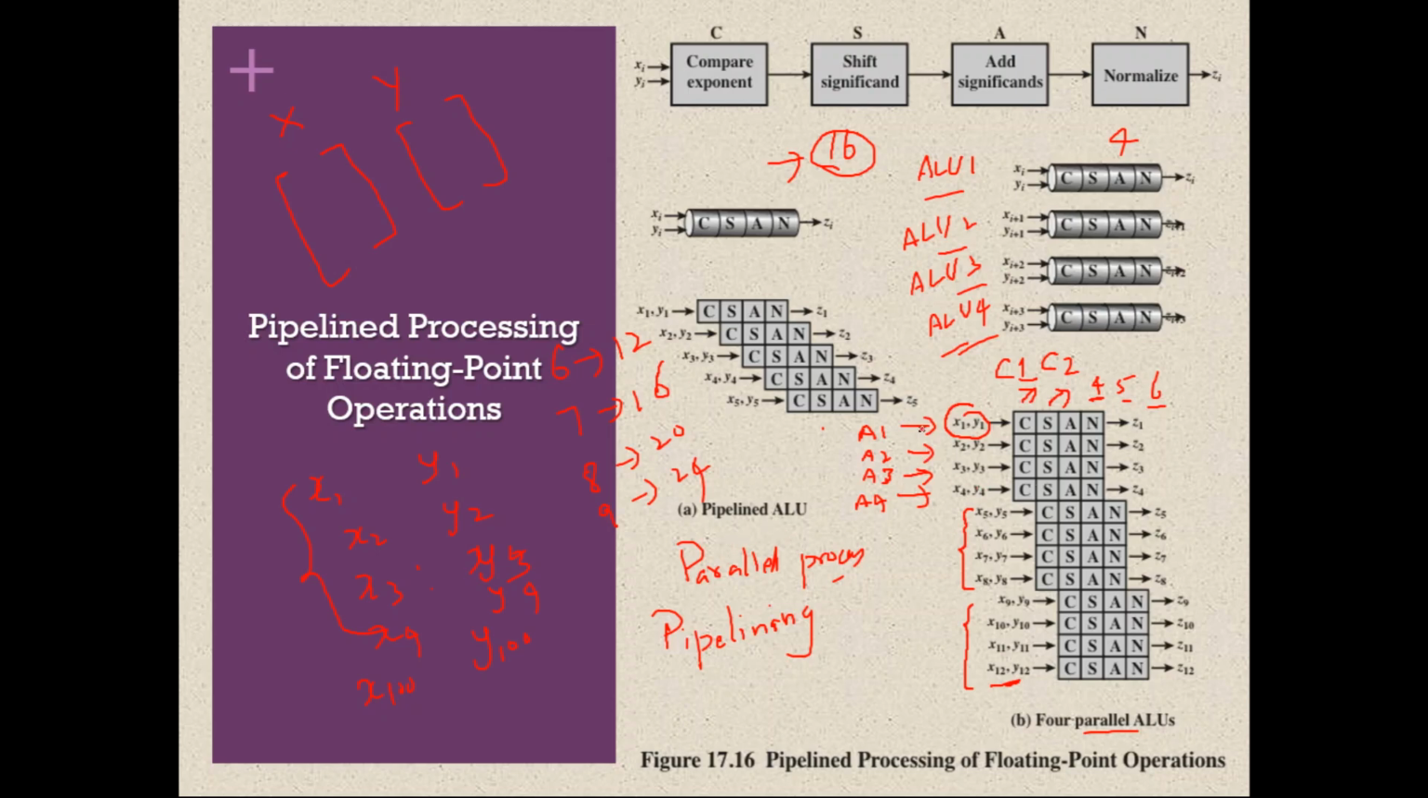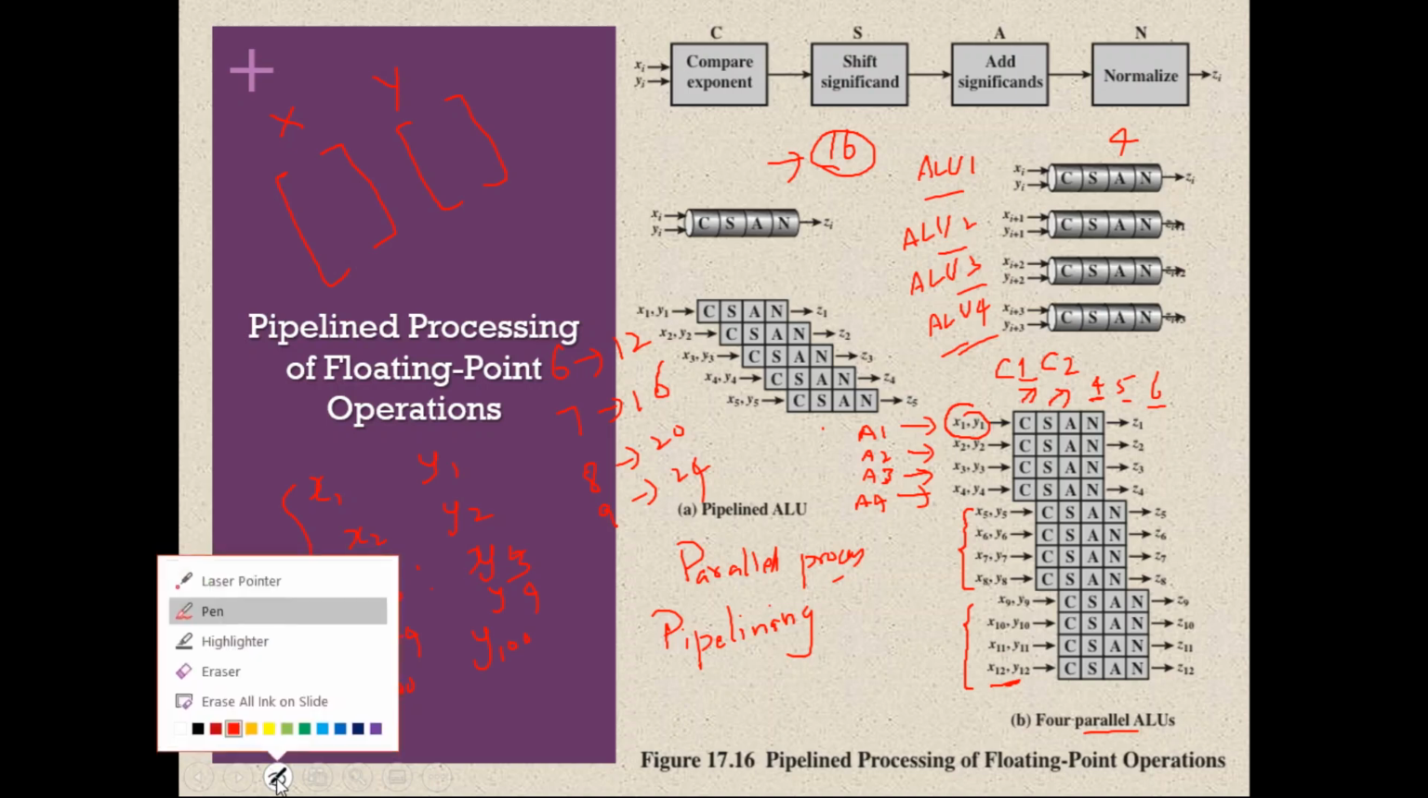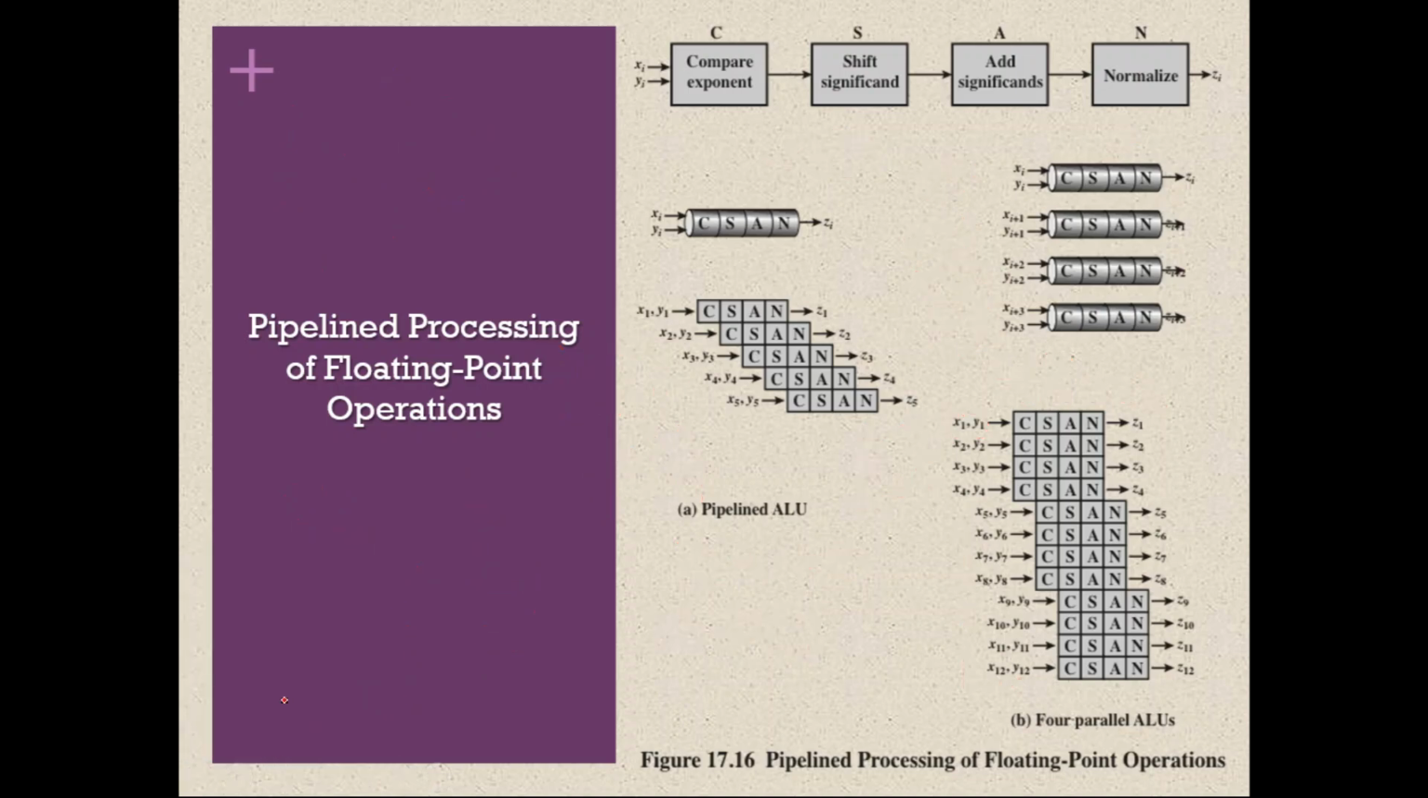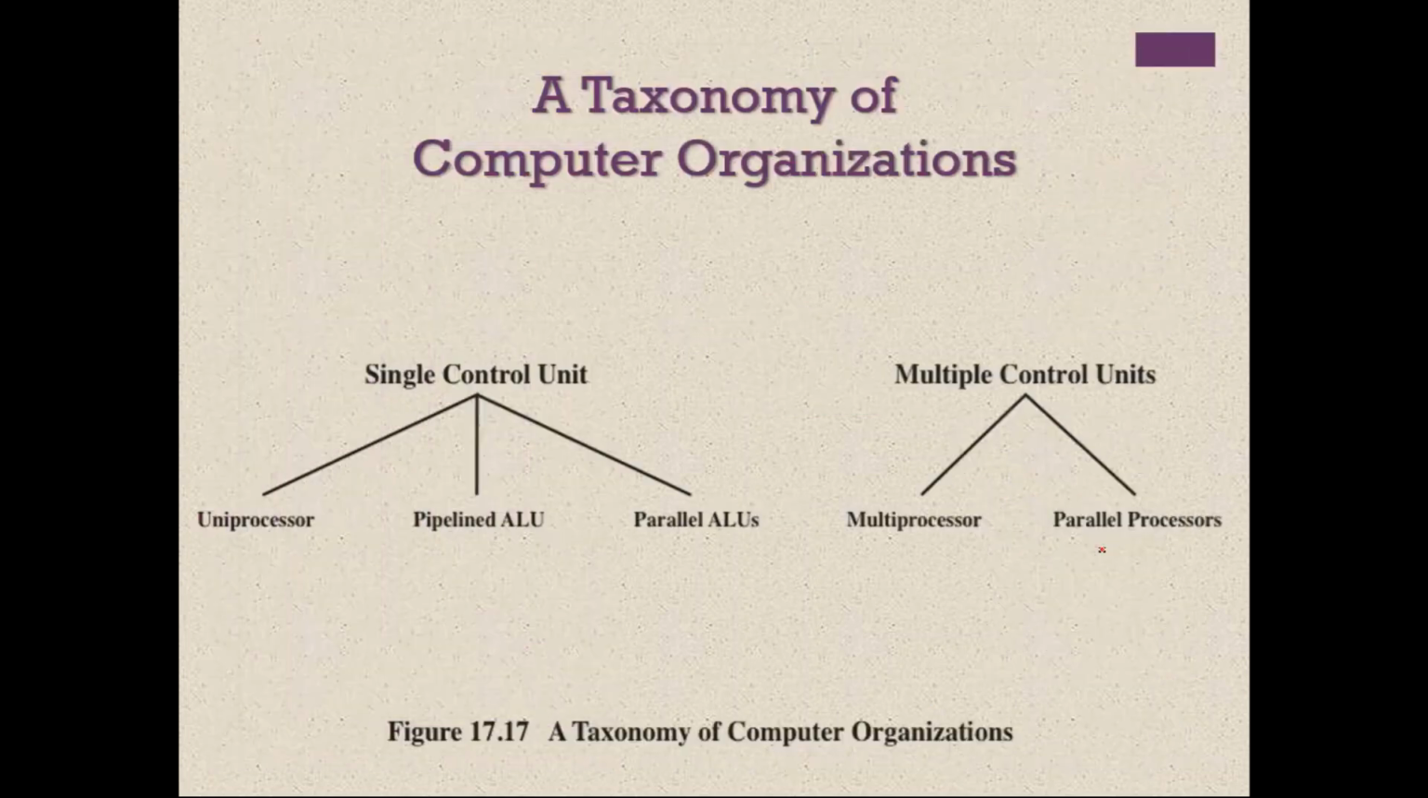Okay, so this type of doing things is called as what? This type of doing things is called working with parallel processing, right? Here we have 4 parallel processors, and apart from parallel processing we are also using pipelining, right?